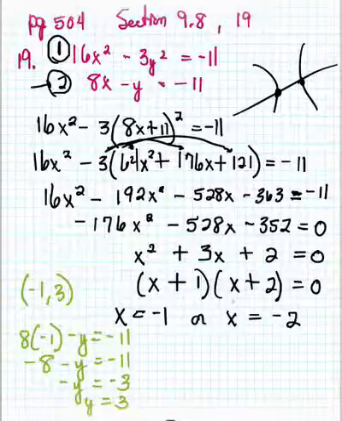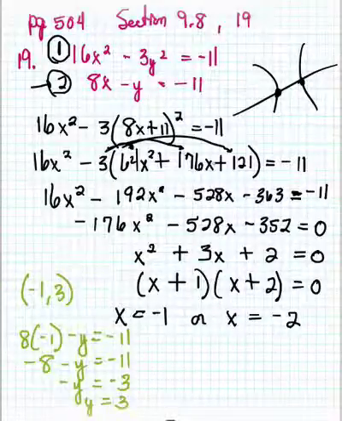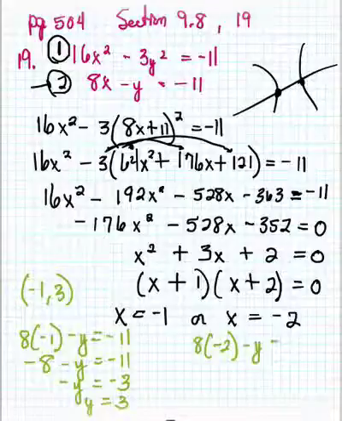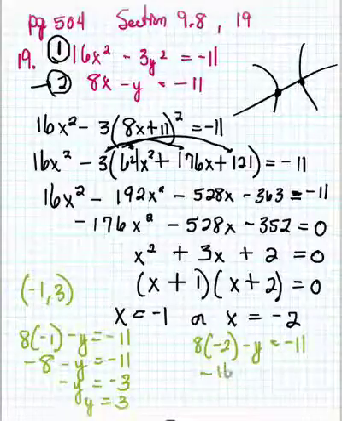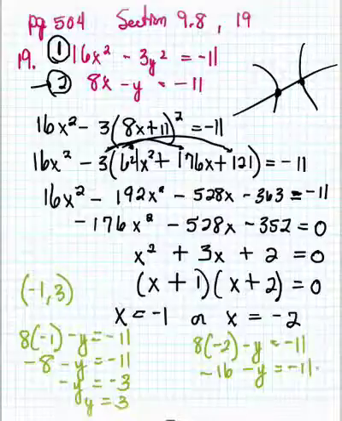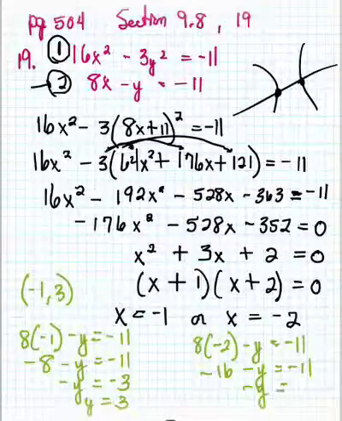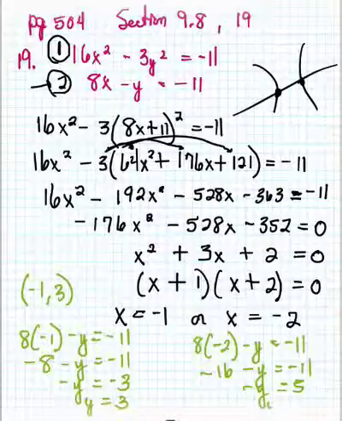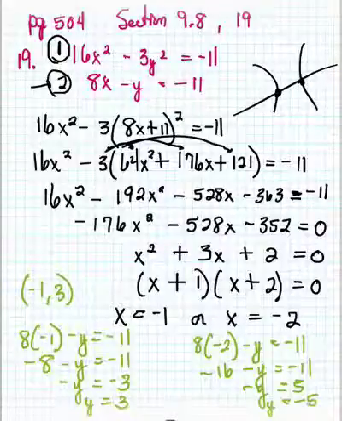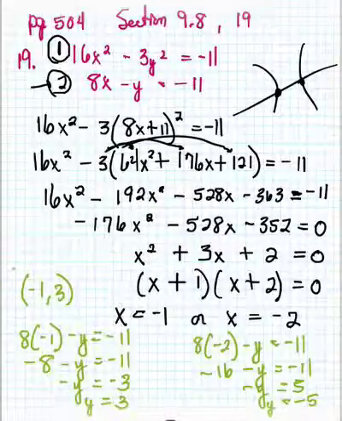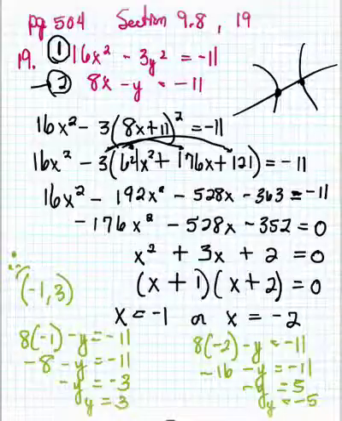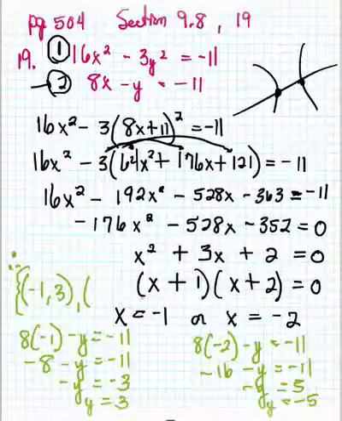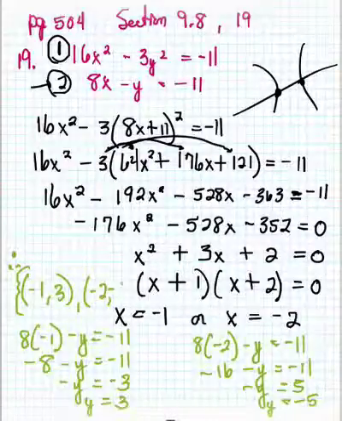We'll look again at Wolfram Alpha. And then if x equals negative 2, you get 8 times negative 2 minus y equals negative 11. Negative 16 minus y equals negative 11. Add 16 to both sides. The opposite of y was 5, so y equals negative 5. I kind of remember this point. Therefore the solution set will be the ordered pair negative 1, 3, and the ordered pair negative 2, negative 5.